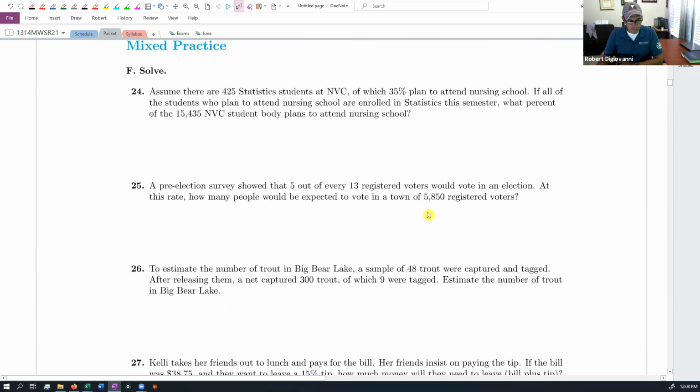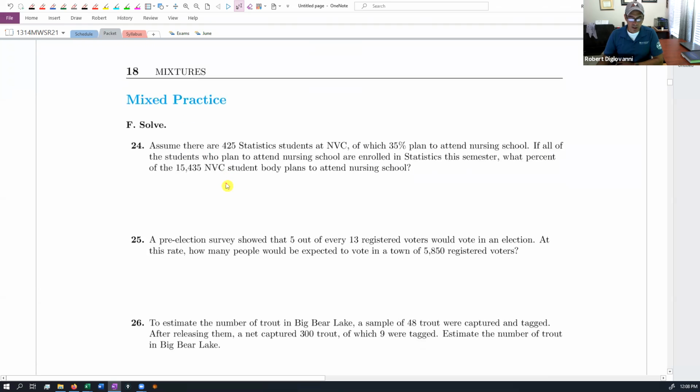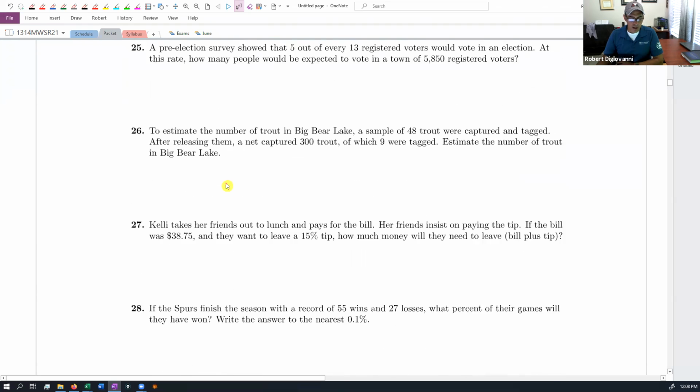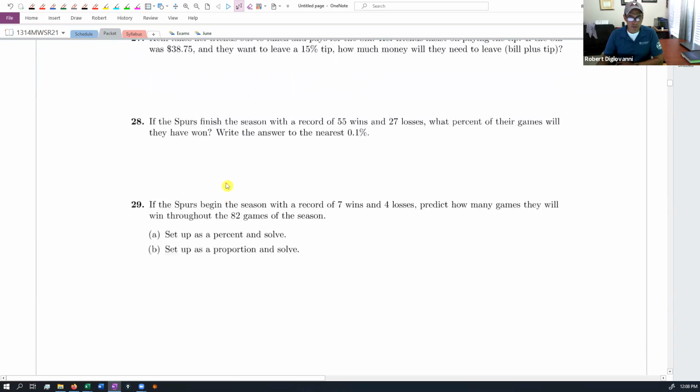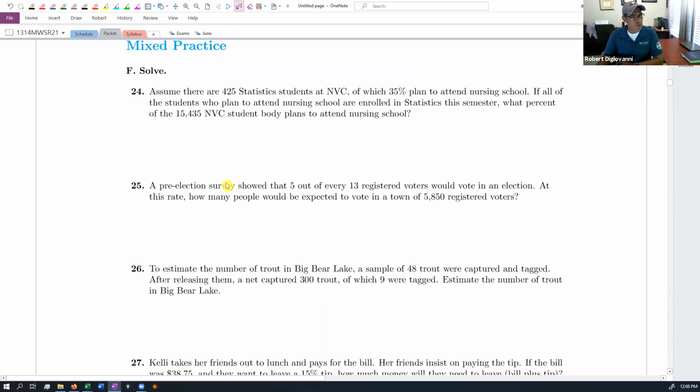Okay. The next part of this is mixed practice. What this is, is kind of a mixture of all the problems that we've done in this section, mixed up so that you don't really know what you're supposed to do. So we have to figure out, is this a percent increase? Is this a mixture problem? Is this a proportion problem? So let's work through a few of these and see how it goes. Let's look at the first one.